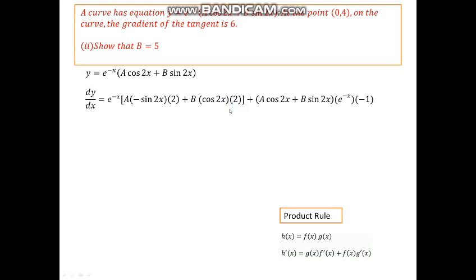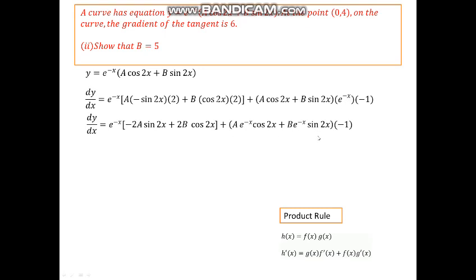So what's next? Next we will need to simplify the expression. Here I will rearrange, bring numbers to the front. You get negative 2a sine 2x, and then here we have 2b cosine 2x, plus this one I will multiply a cosine 2x with e to the power of negative x and b sine 2x with e to the power of negative x, and you get something like this.